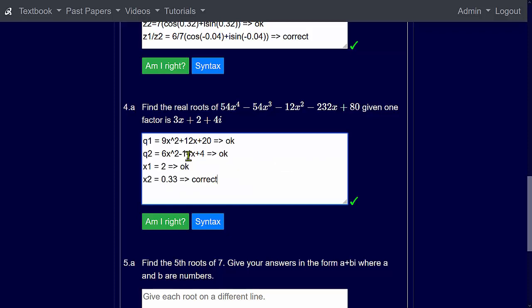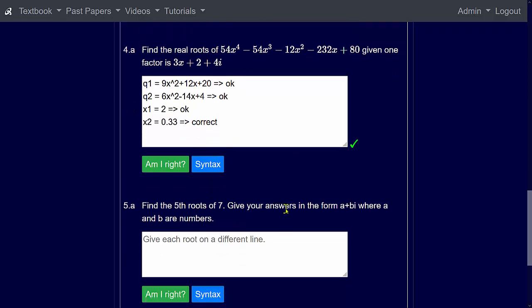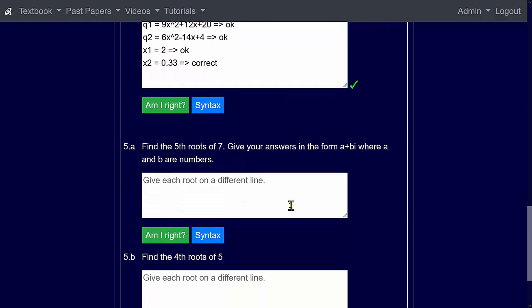Okay, so if I put that back in, so Q1 is that, and what we're telling Babbage here is that this is my answer to Q1. It sort of doesn't matter the order you put them in, but you have to say what Q1 is equal to, you have to say what Q2 is equal to, and then with x1 and x2, it doesn't matter which order you get them in. Babbage will cope with that, but obviously you've got to say this is one root and this is the other root. Okay, so fifth roots of 7.